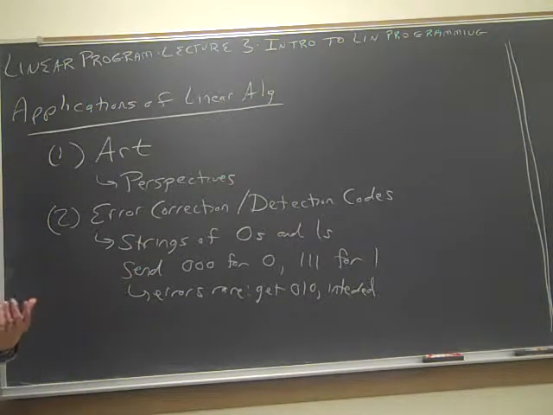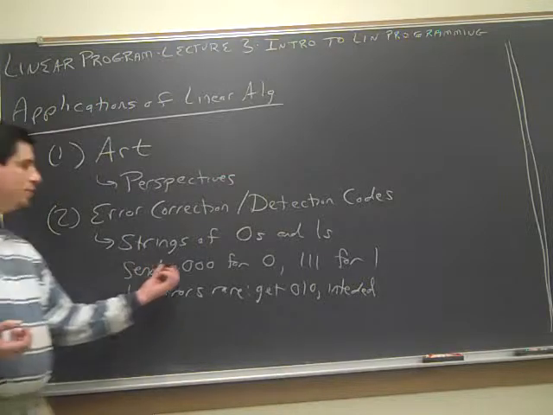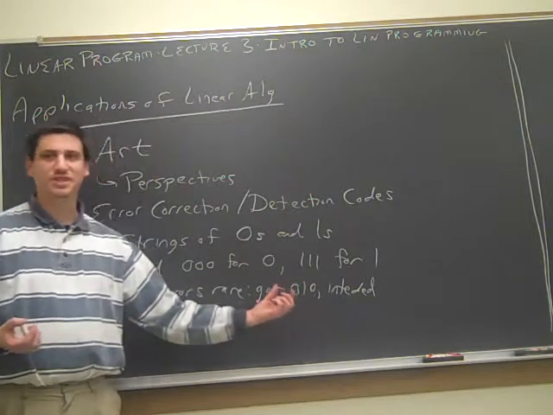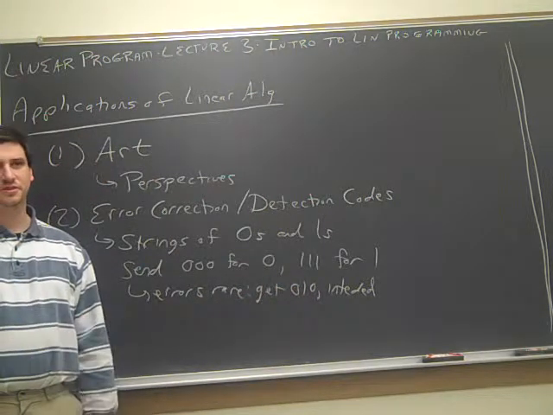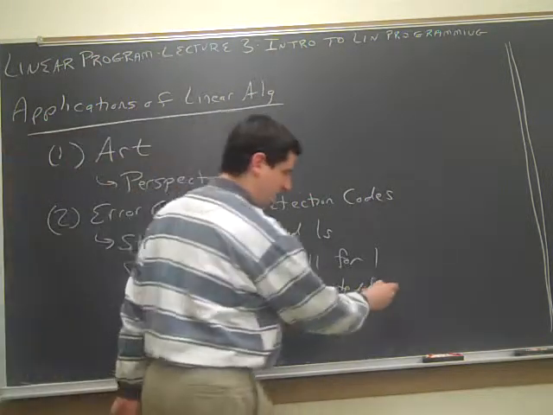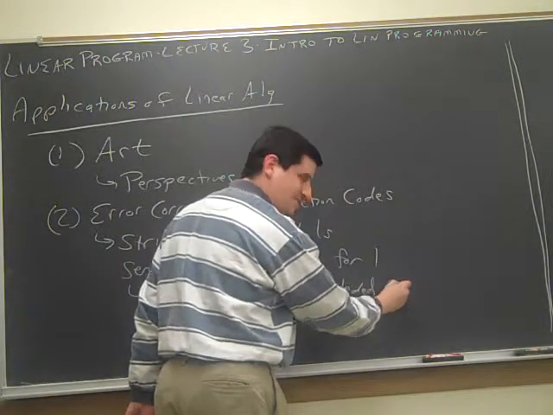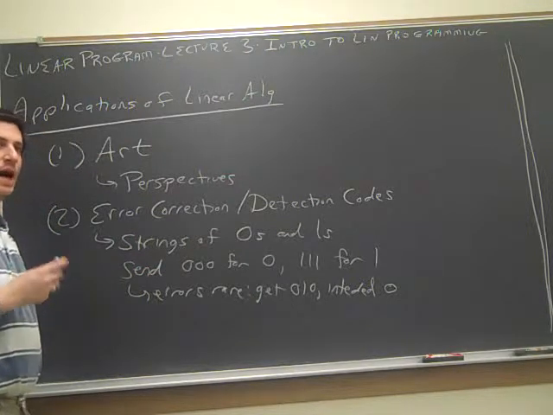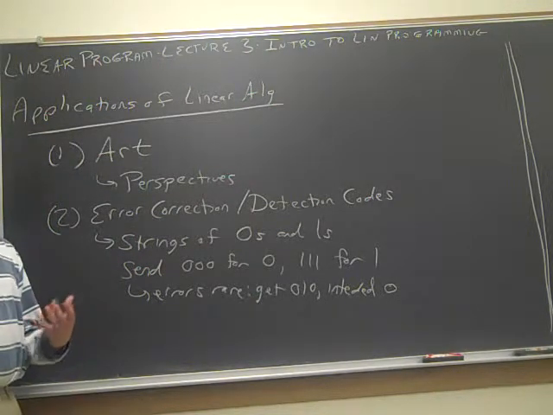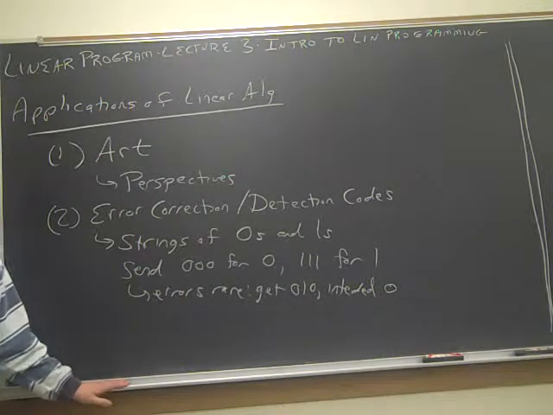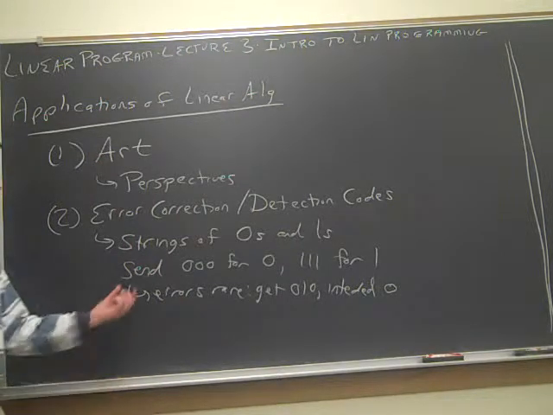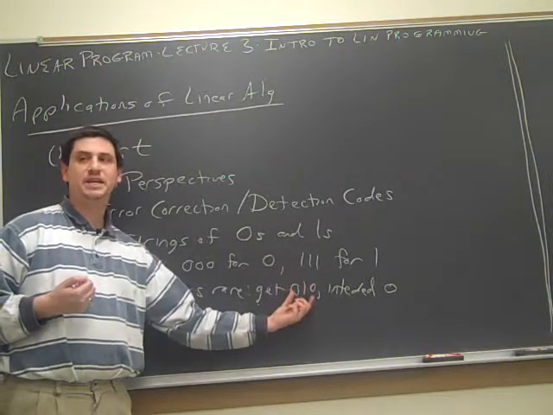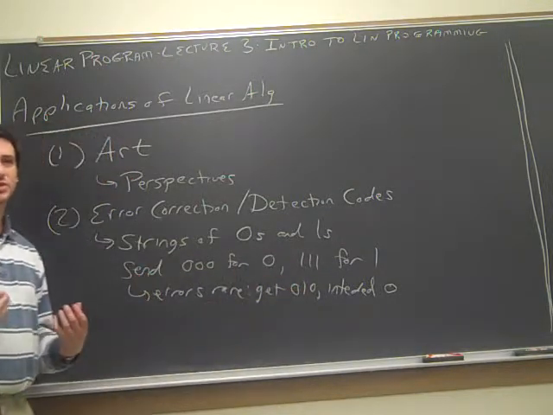If it's very rare to make an error, and I say I'm only going to send 000 or 111, and you receive 010, what was the probable message? Almost certainly zero. Assume it's very rare to make an error. And in most things, it's very rare for a data bit to be corrupted. So if you were told you're either going to get 000 or 111, and you happen to get 010, what would you guess was the intended message?